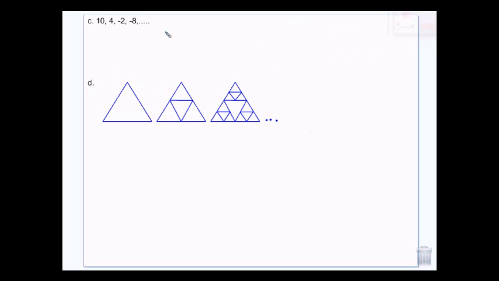Another numerical pattern. What am I doing each time here? Yeah. So minus 6. So my conjecture is to subtract 6 each time. My next number in the pattern is going to be negative 14. Oh, this one I drew wrong.